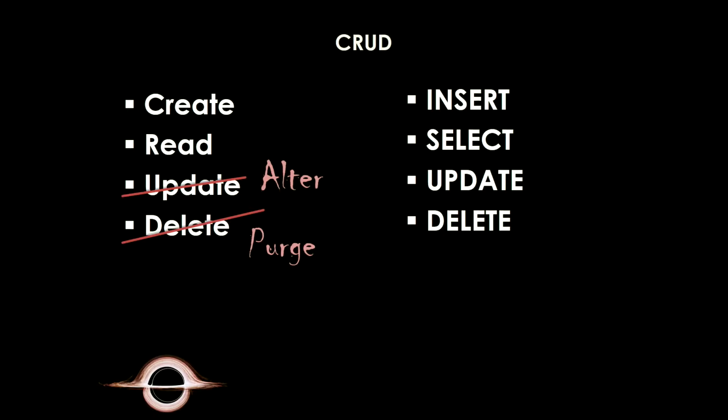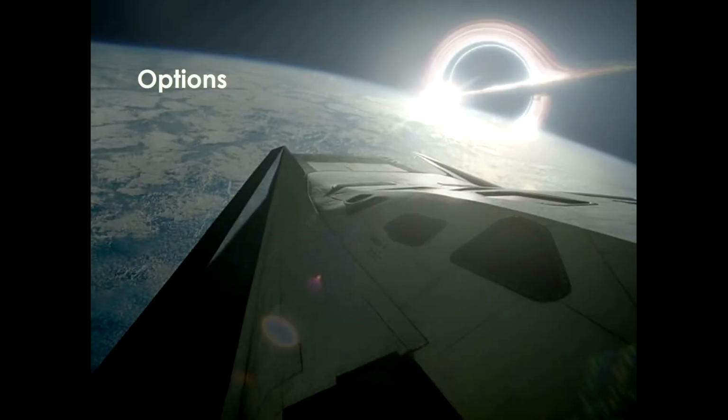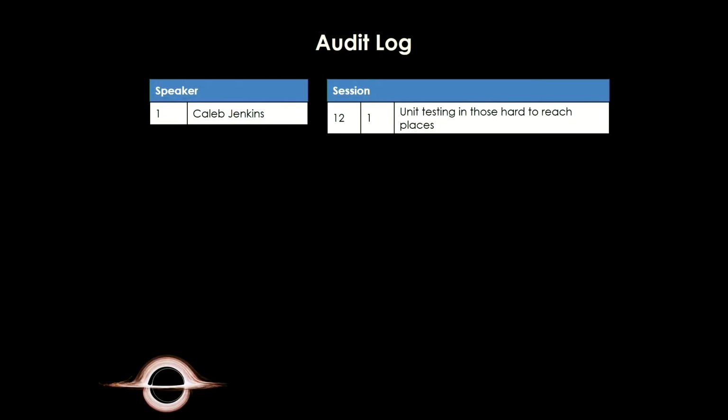So what if we want to create a system that doesn't ever destroy any data? So we don't want any updates, we don't want any deletes. How can we do it? Well, we have some options. So let's take a look at those options now. We're going to fly to the different worlds and check out our different options for the salvation of humanity. And so one of those options is that we can use an audit log.